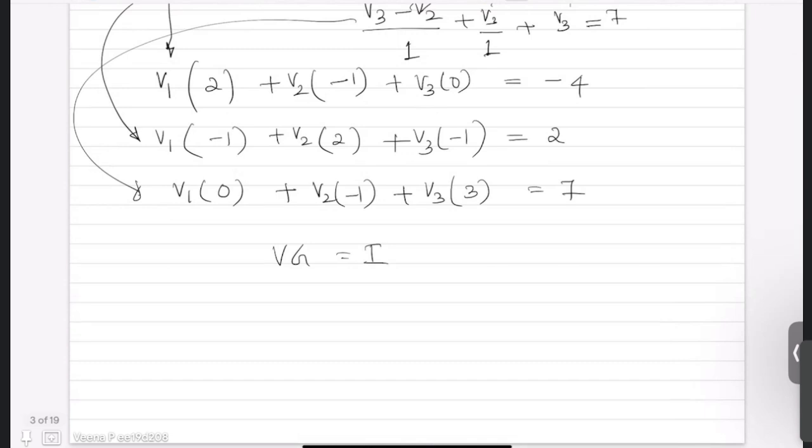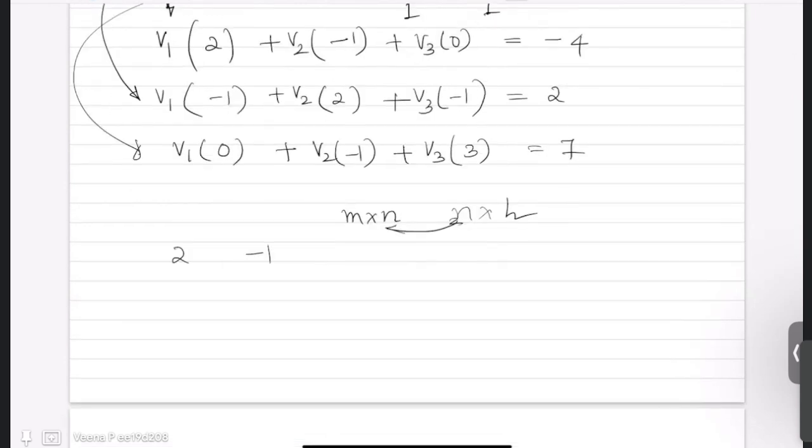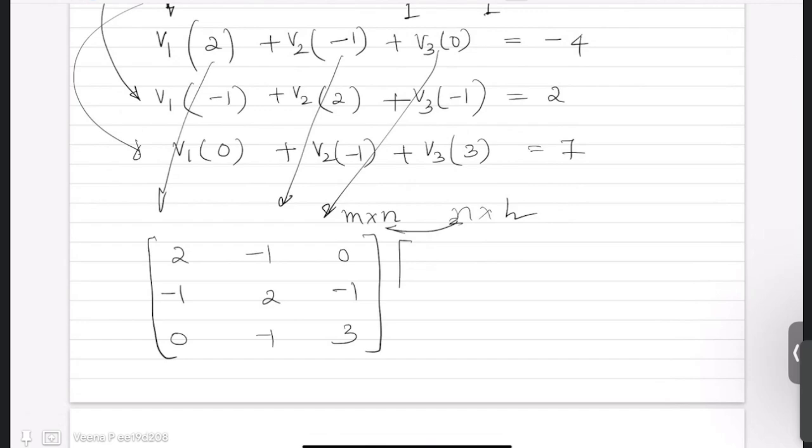Now what is V? Sorry, you cannot write V into G because V is a 3 by 1 matrix. As I mentioned before, you can multiply only if their number of rows and columns match. So I can rewrite this as 2, minus 1, 0, then minus 1, 2, minus 1, 0, minus 1, 3. So this is a 3 by 3 matrix. I can multiply a 3 by 3 matrix with a 3 by 1 matrix because 3 and 3 are the same. This is V1, V2, V3.